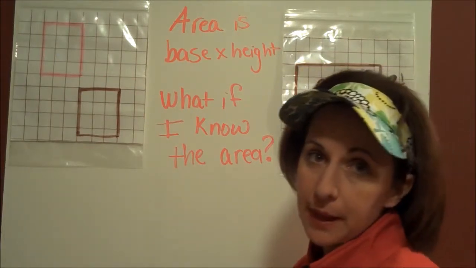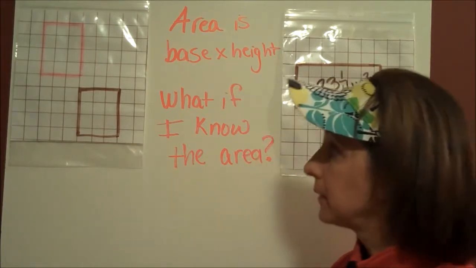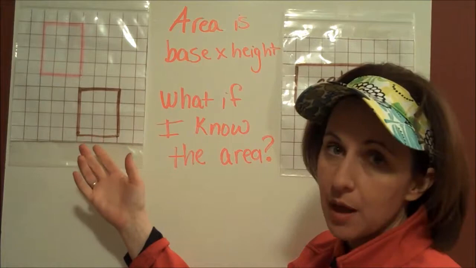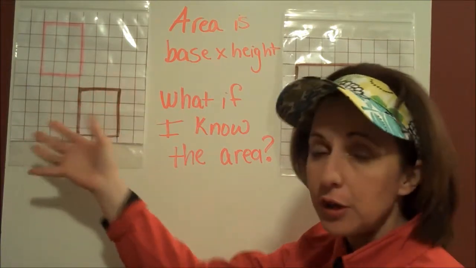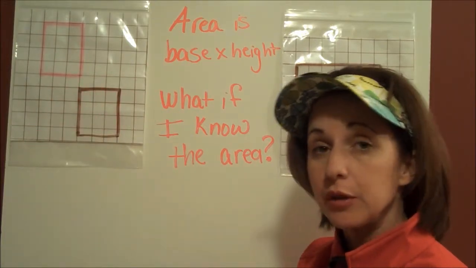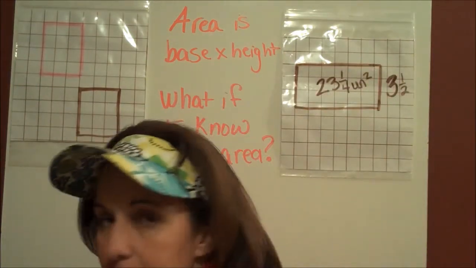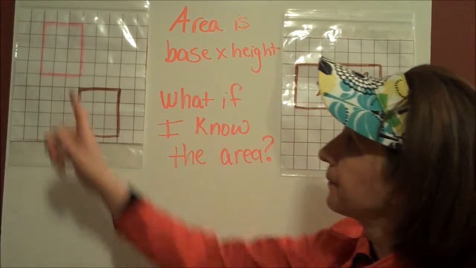Area is base times height. The area of a parallelogram is base times height. The area is the number of square units it takes to cover a shape. So we're going to be able to look at these and figure out each one of these. Then we're going to look at the relationship, and then I'm going to show you some that don't have the square units blocked off. So let's get started.